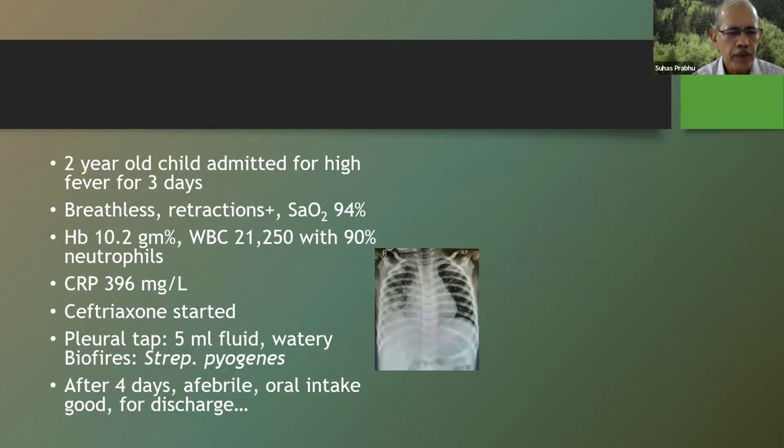High counts, neutrophilic predominance, CRP is very high. Ceftriaxone started. A pleural tap was done in this patient. You can see there's a bit of pleural effusion here in the corner. There's a pneumonia on the X-ray.